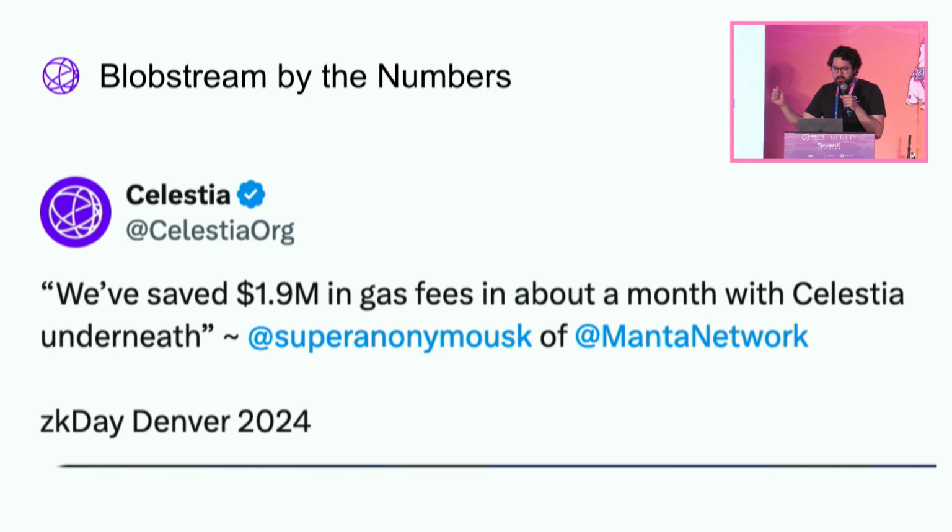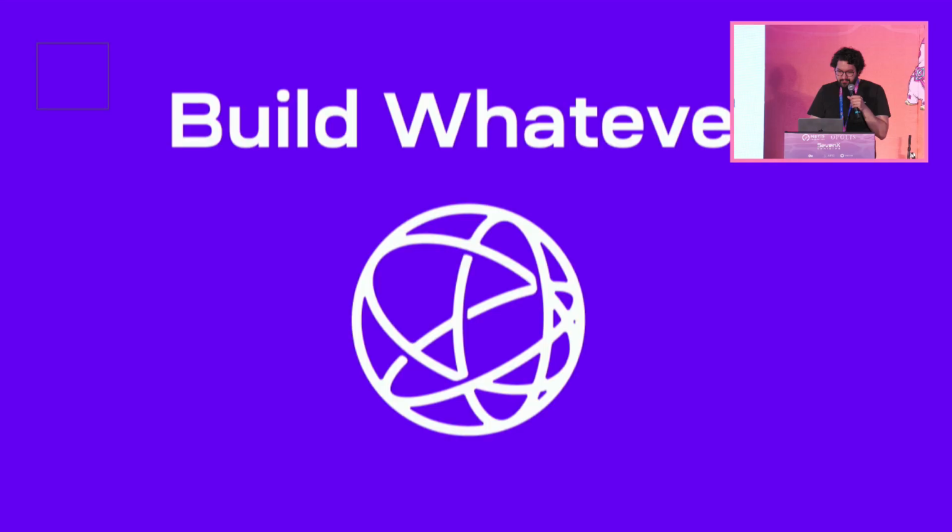And here's a concrete example from Manta Network, which integrated Celestia underneath back in December. So this was literally just like 2 months ago. And in those 2 months, they've saved almost $2 million in fees that they would have had to pay for data availability had they not used Celestia.